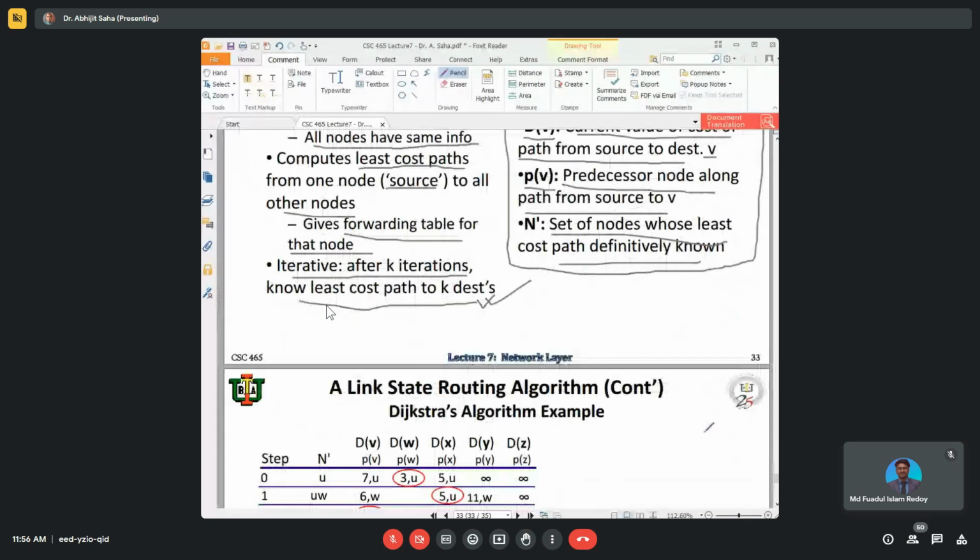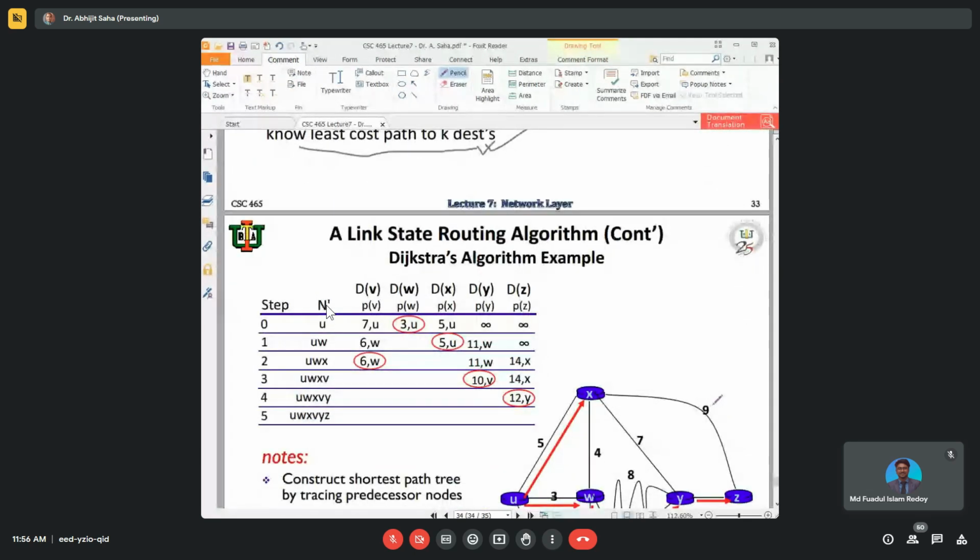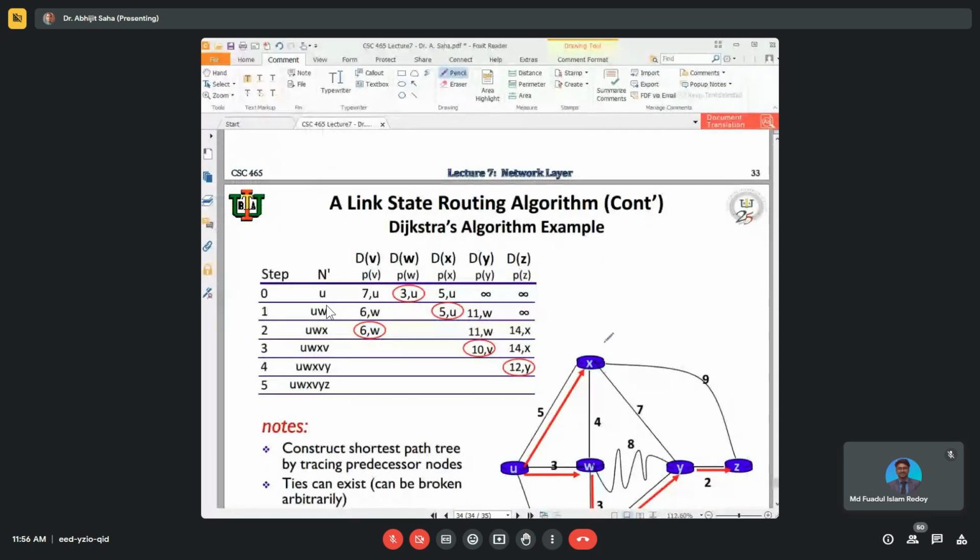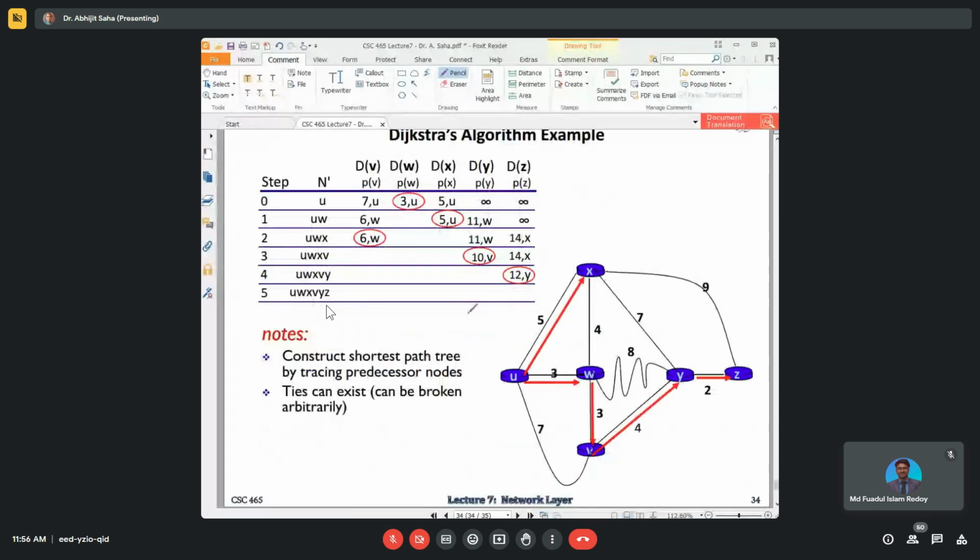Okay, so let's check that. It is going to be very clear in this example. So you can see that we are having a network layout graph. So here we have considered u as the source. So excluding u, we are having the 5 nodes. So that means we have to find the least cost path from u to all those 5 nodes.